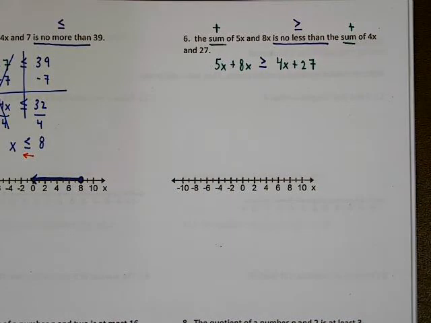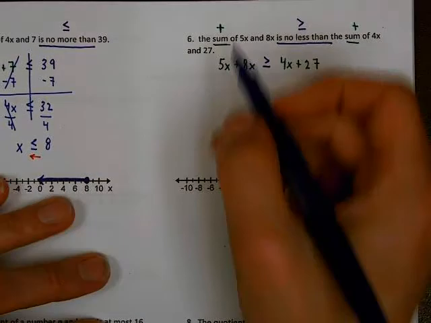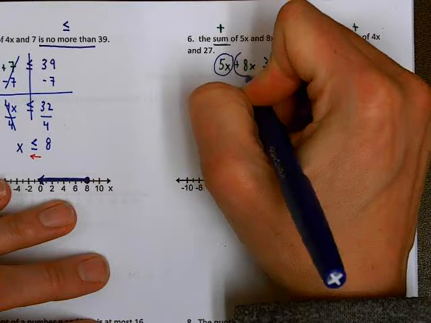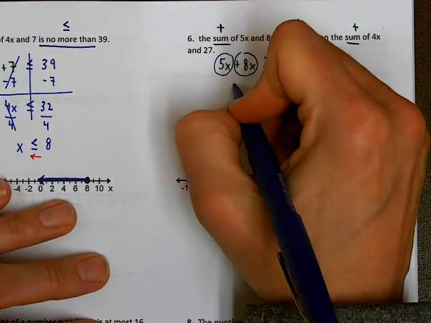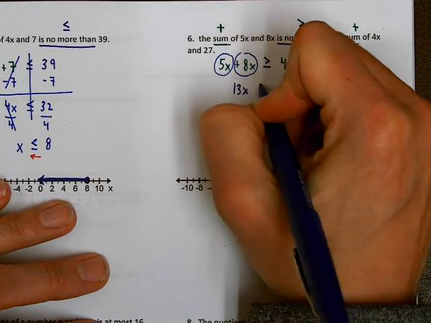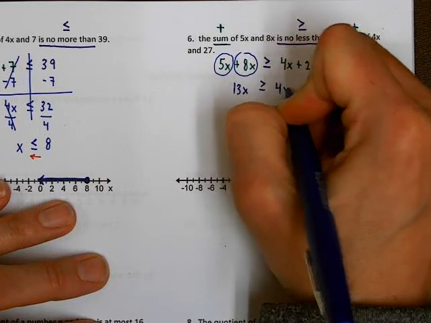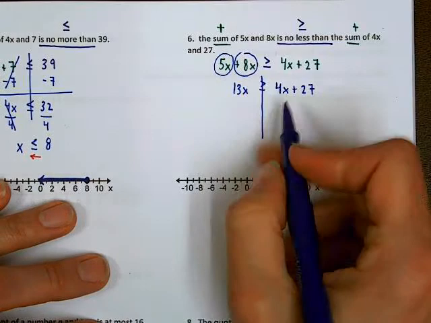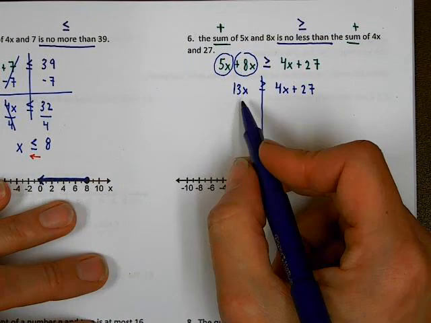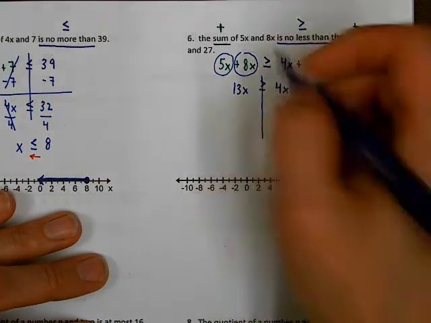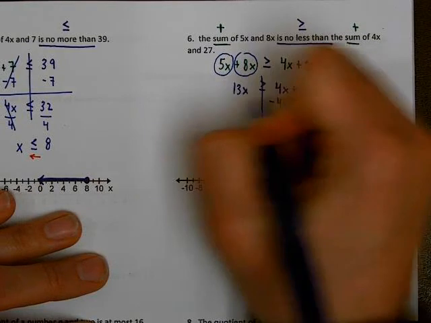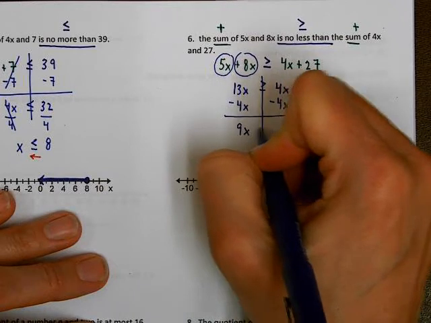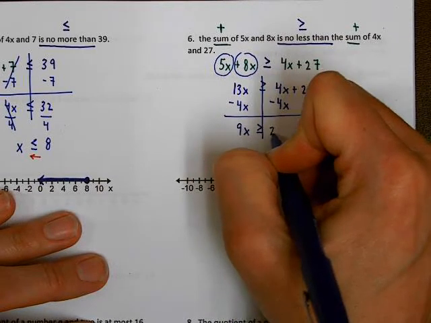Now I have to simplify before I can solve. Well, the first thing I notice here is that I have like terms on the left side, so I'm going to go ahead and combine those. That gives me 13x is greater than or equal to 4x plus 27. Now I've got variables on both sides. I want all my variables on the left side, so I'm going to subtract 4x from both sides. And I have 9x is greater than or equal to 27.